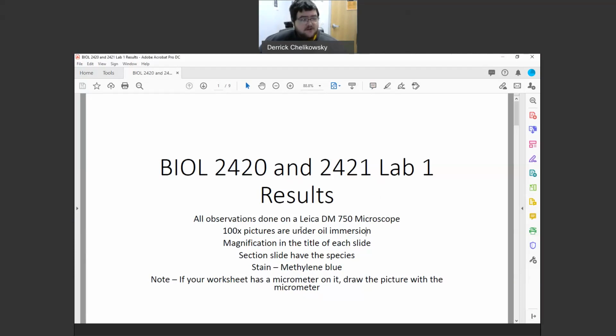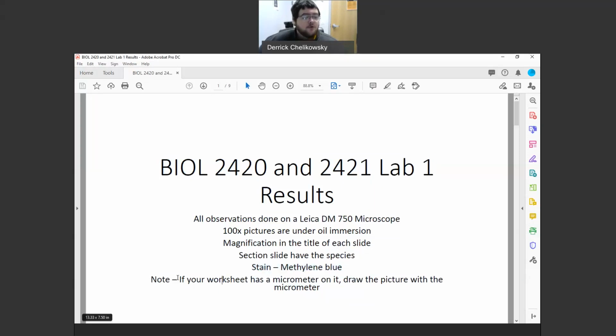This is the very first thing, and this has the title, exactly what it is we're looking at, as well as what our observations are done, what ones are under oil immersion. Remember, all 100 times objective lenses are done under oil immersion. The magnification is in the title of each slide. Each section slide will have the species. The stain we used for this is methylene blue.